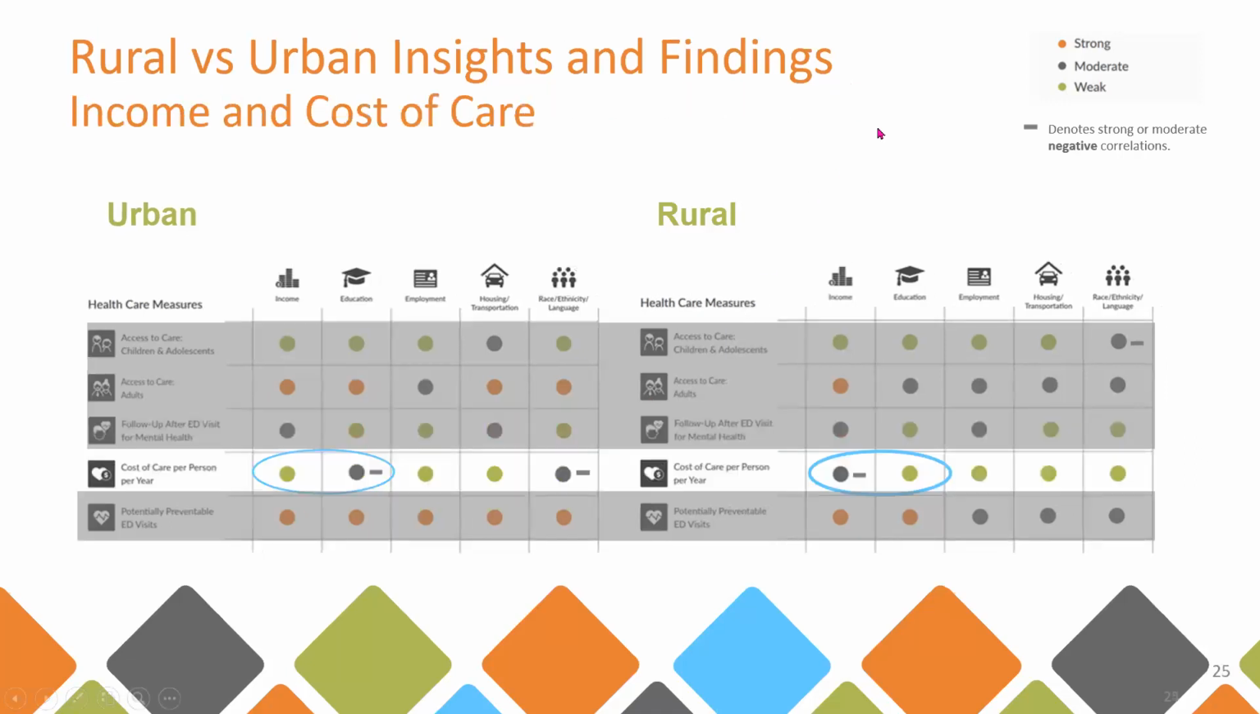And then our next healthcare measure we're going to look at is cost of care per person per year. In urban areas, we saw moderate relationships between education and race, ethnicity, and language and cost of care per person per year. But in rural areas, we saw a relationship between income and cost of care per person per year.